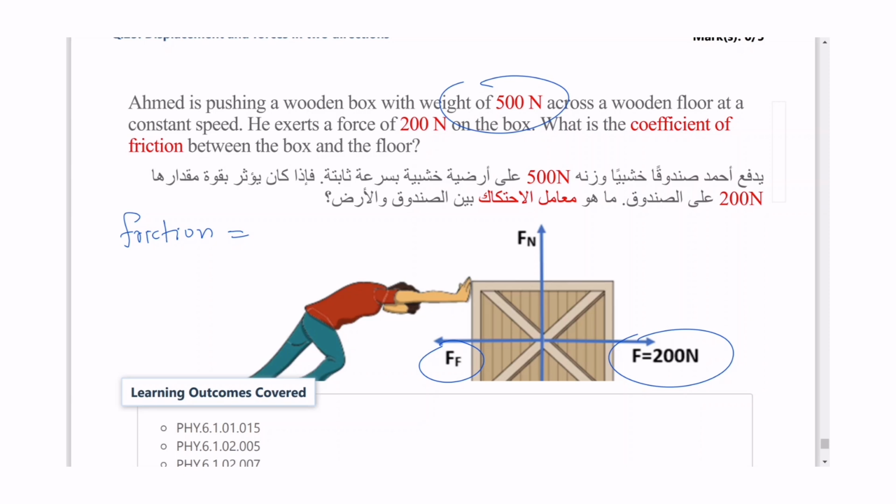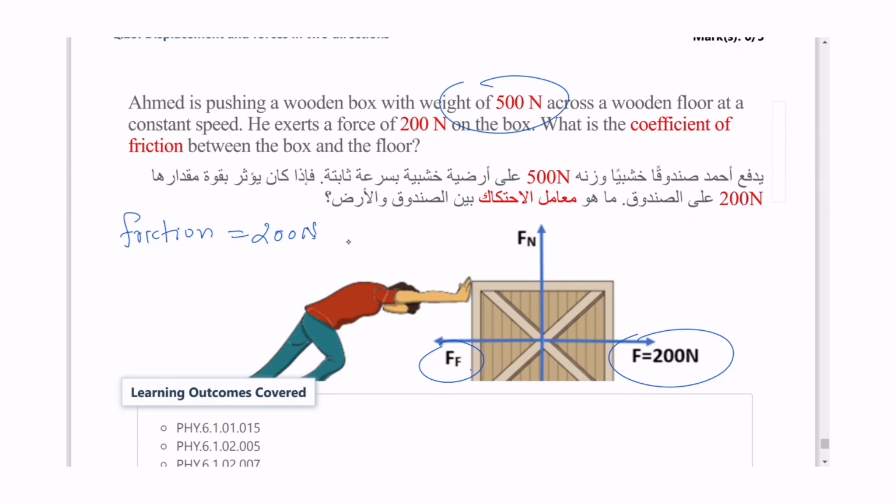If any object is moving at a constant speed, the condition is opposite forces are equal. So force of friction is equal to 200 Newton. Why? Because force of friction and the applied force are acting in opposite directions. So frictional force is equal to 200 Newton. As the box is moving at a constant speed, frictional force and the applied force will be equal.